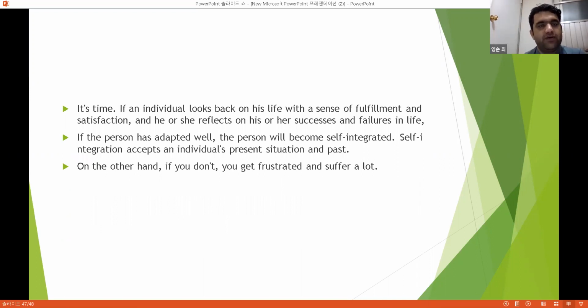It is the time when individuals look back on their life with a sense of fulfillment and satisfaction, and he or she reflects on his or her successes and failures in life. If the person has adapted well, the person will become self-integrated, and self-integration accepts the individual and the present situation and the past. On the other hand, if you do not, then you will get frustrated and you will suffer a lot. So I hope you have understood the point.